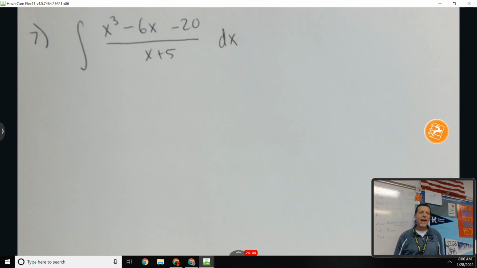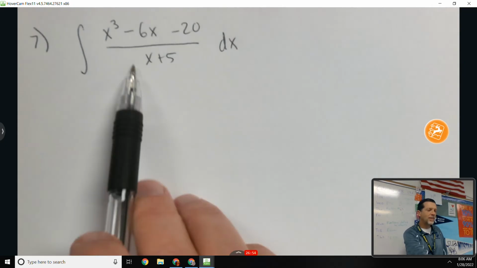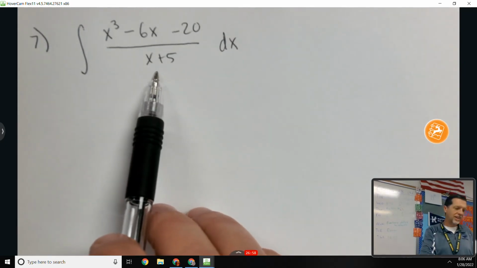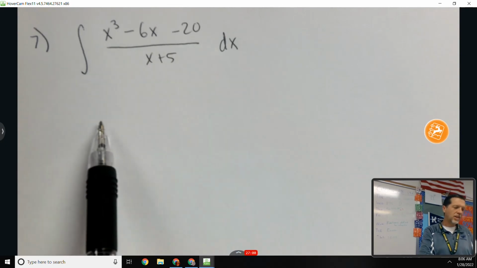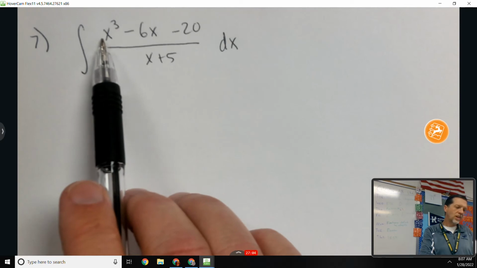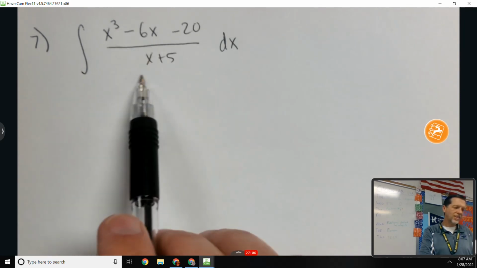We could mess around with this, and I could ask you for some suggestions, but nothing's going to work. It's a short answer. If I let u be x plus 5, then du is just 1. That doesn't really help. If I let u be this entire top, then du is 3x squared minus 6. That doesn't do anything for me either.